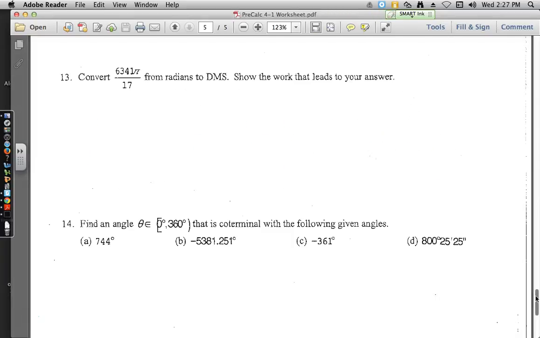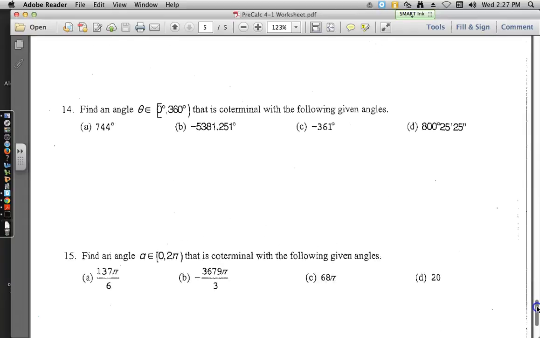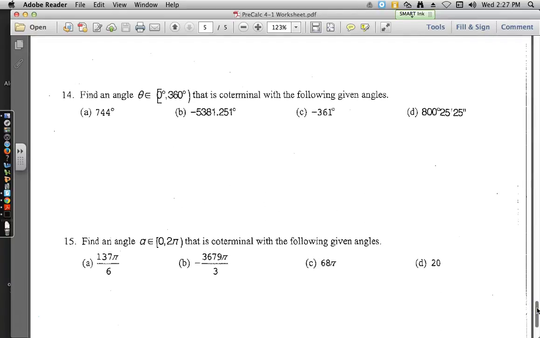Number 14 says, find an angle theta that's going to be between 0 and 360 degrees that would be coterminal with the following given angles. Oh boy, so this is very much like some of the earlier problems that we did. So what I need to do is think about how many multiples of 360 I'm going to need in here. And for A, I only need 2 of them. So when I do that, 744 minus 720, I'll get 24 degrees. So that's going to be theta coterminal.